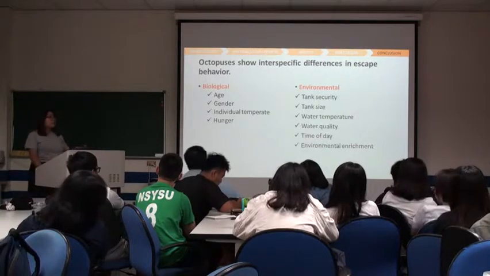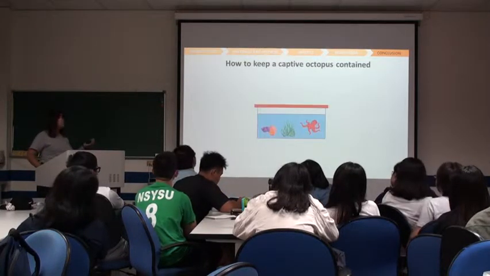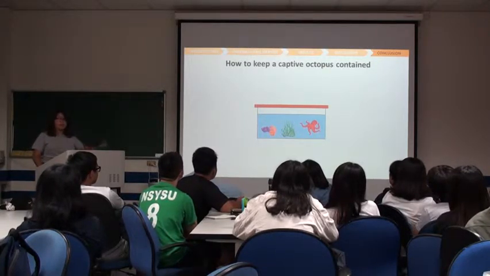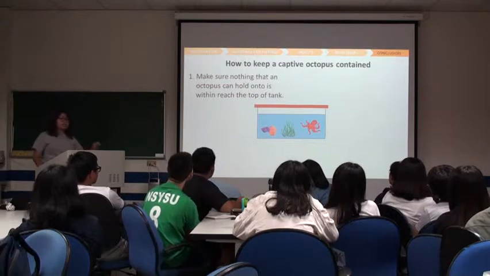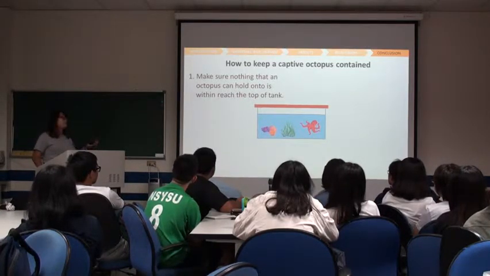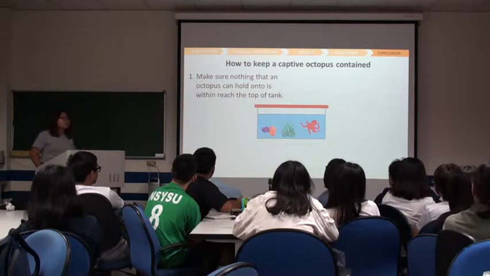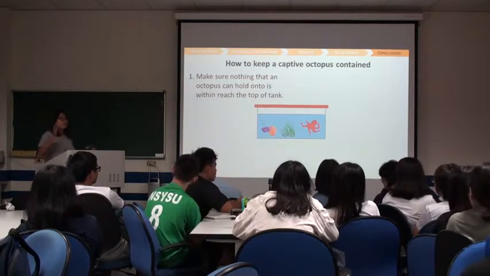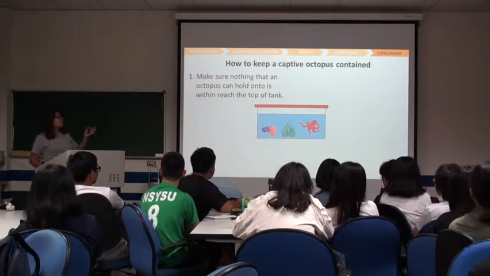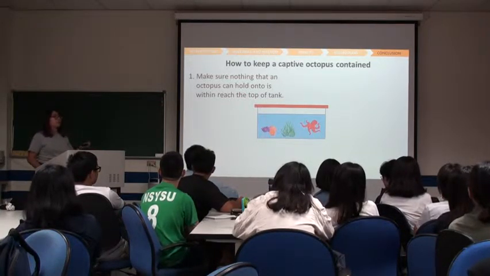And last but not least, I would like to conclude my presentation by telling you how to keep a captive octopus contained. First, make sure nothing that an octopus can hold onto is within reach at the top of the tank. You know that octopus can start on the surface and climb up, so you must not have anything that the octopus can hold on to.